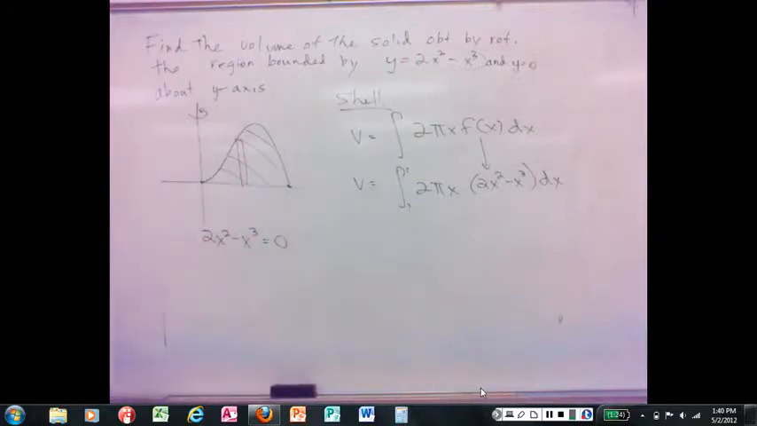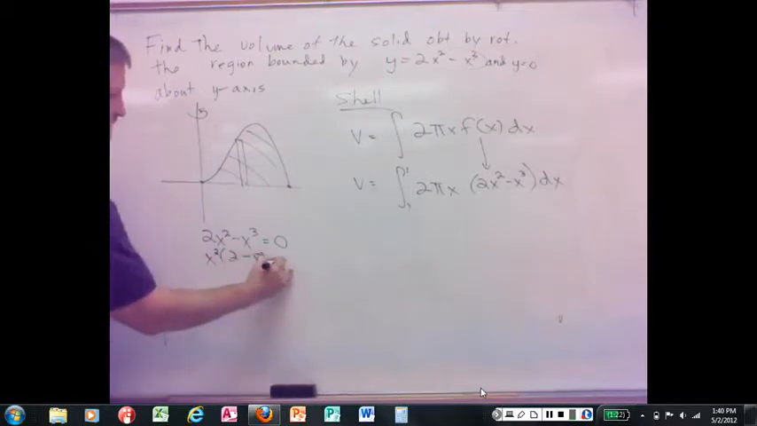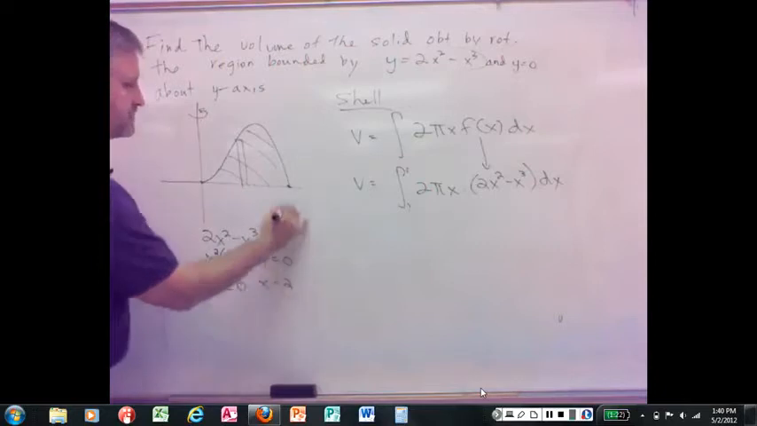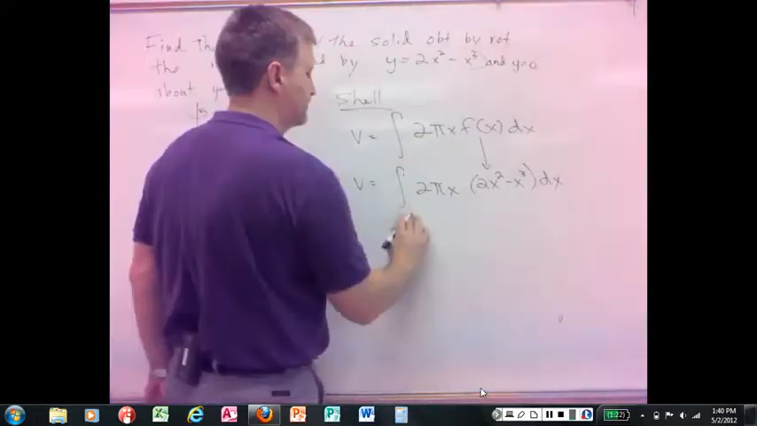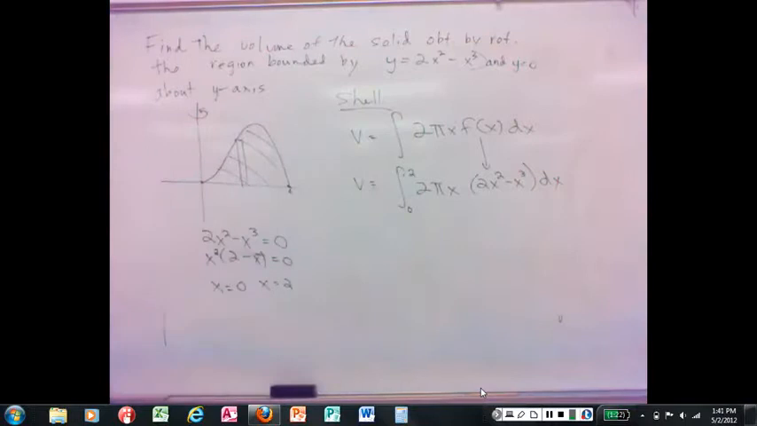Two x squared minus x cubed. Factor off an x squared. Thank you. So that would be 2 minus x. So that would be, yeah, x is 0 and x is 2, wouldn't it? So that is 2. 0 to 2. Is everybody with me on that?